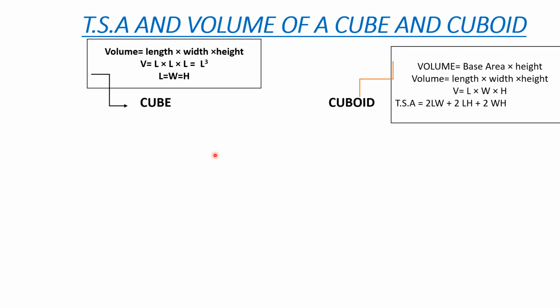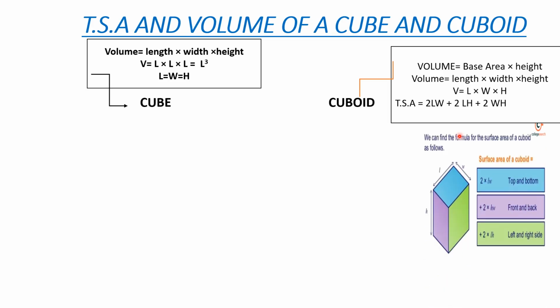Then we have also the two faces having length and height. Then we have the two faces of dimensions width and height. So the total surface area of a cuboid is equal to twice the product of length and width, twice the product of length and height, and twice the product of width and height.